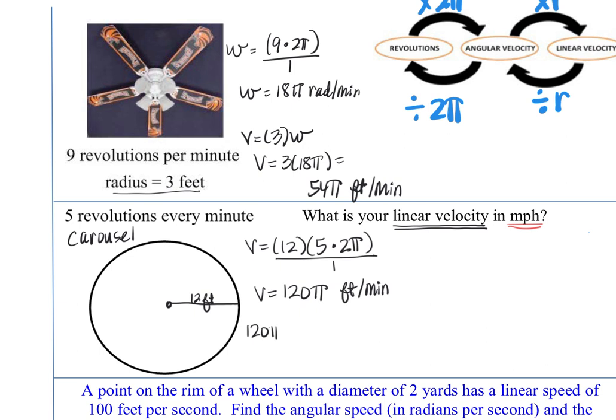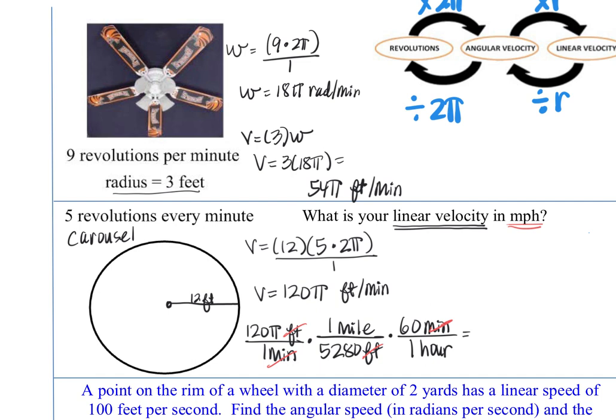So 120 pi feet in 1 minute. And we need to get to miles. So there are 5,280 feet in 1 mile. All right, that got me to the miles. Now I need hours. So 1 minute, there are 60 minutes in 1 hour. All right, so then feet cancels, minute cancels, and I'm left with miles per hour, which is what I need. So if I multiply all that out, this time I'm going to go to a decimal because it makes more sense when we talk about miles per hour.